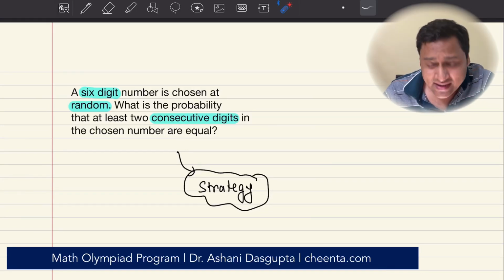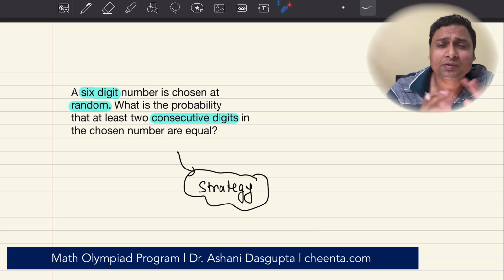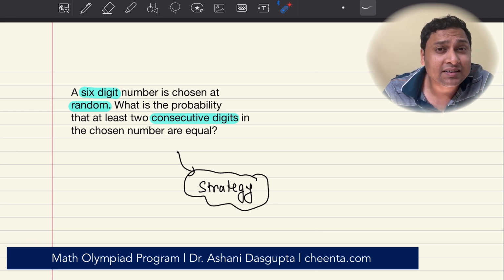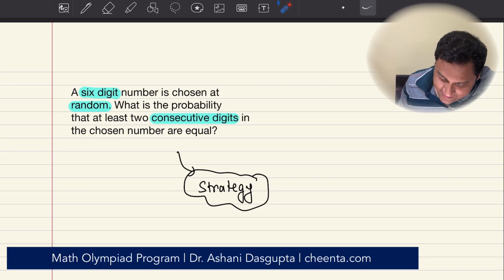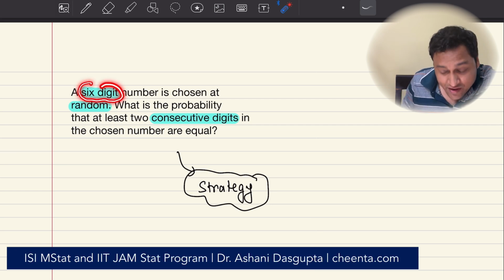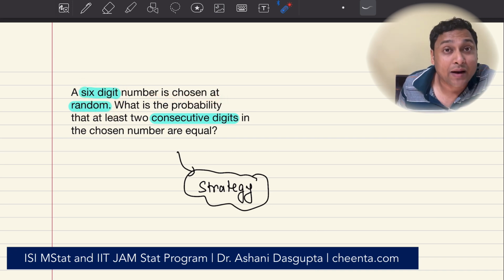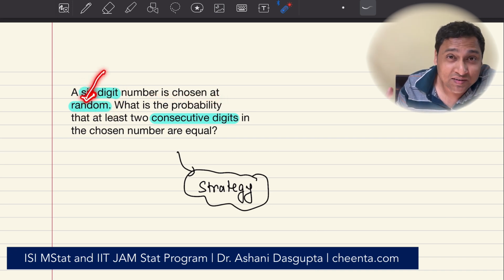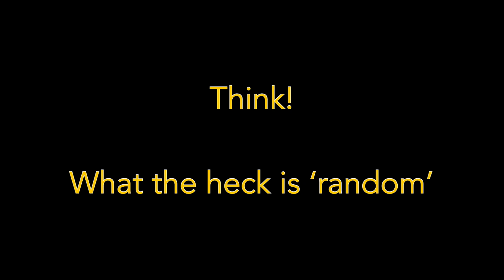Hello everyone. In this particular video, we will explore a very simple but beautiful problem in probability theory. Let's look at the problem. It says that we have a 6-digit number which is chosen at random. I'll talk more about this word random, which appears randomly in probability theory. I'll come back to it.